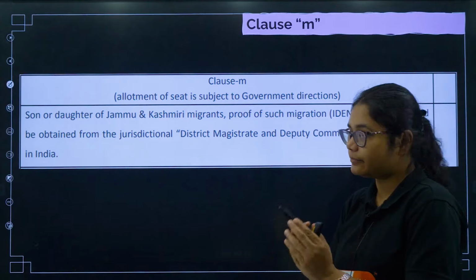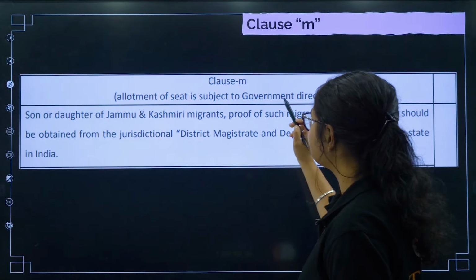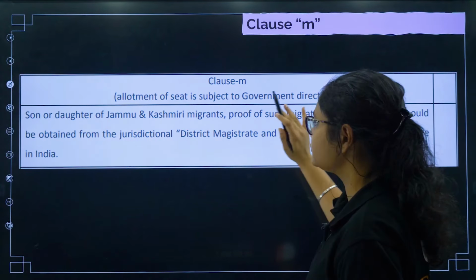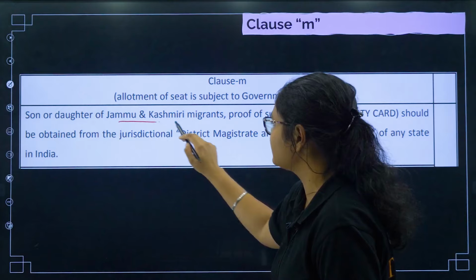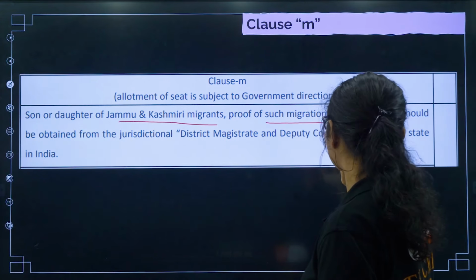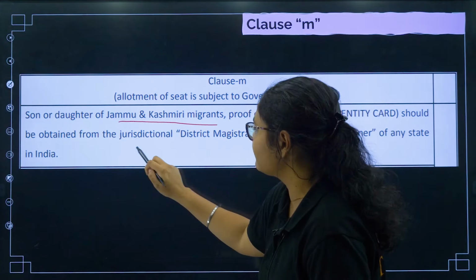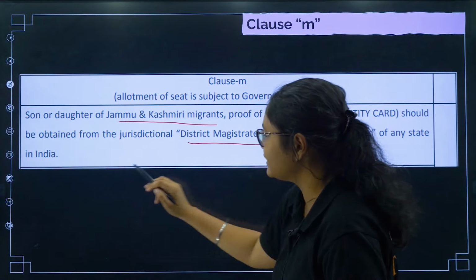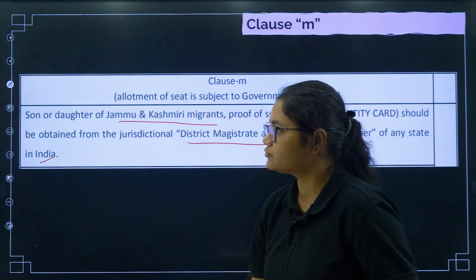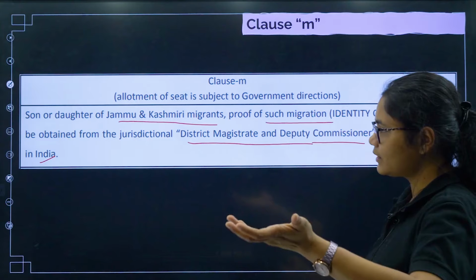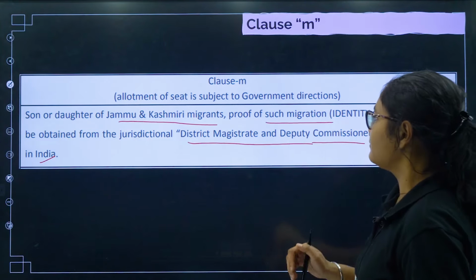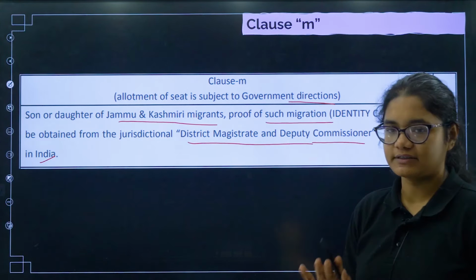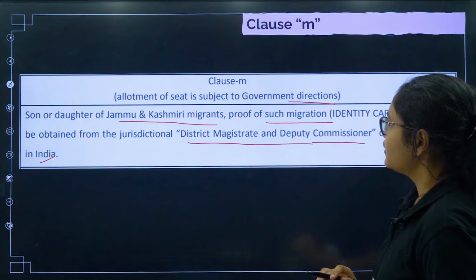Next, clause M, okay, so allotment of seat is subject to government direction. Here, son or daughter of Jammu Kashmir migrants, proof of such migration should be obtained from the jurisdictional district magistrate and deputy commissioner of any state in India, okay. So if you are a migrant of Jammu and Kashmir, but again, government directions are required for this.